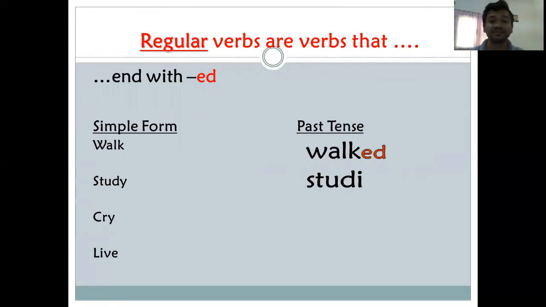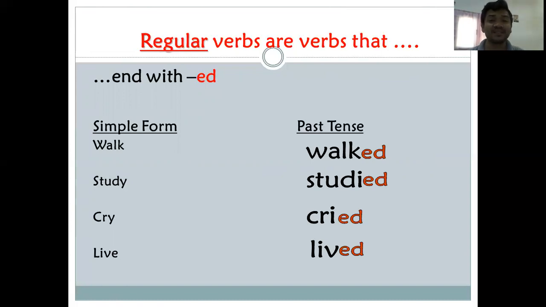Study, studied, ed. Cry, it will become now cried, ed. Live, lived. Okay, so I'm going to discuss to you more later on how to formulate regular and irregular verbs.